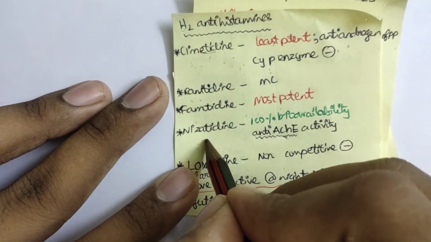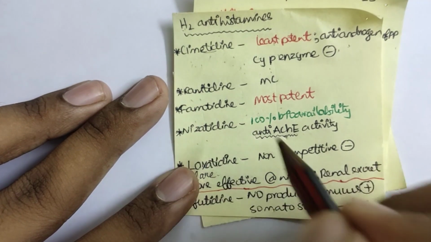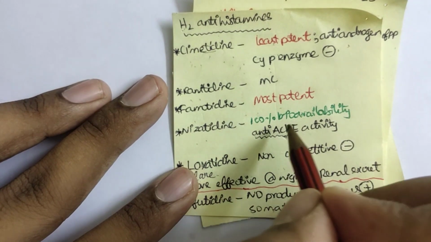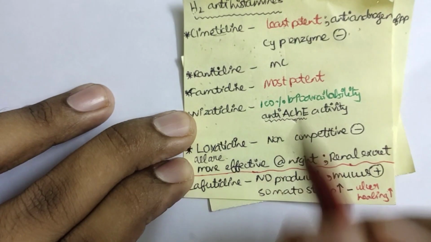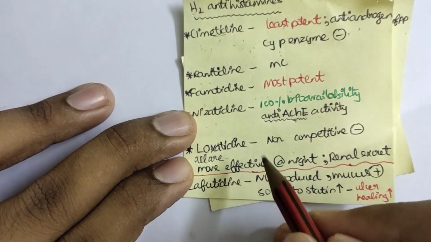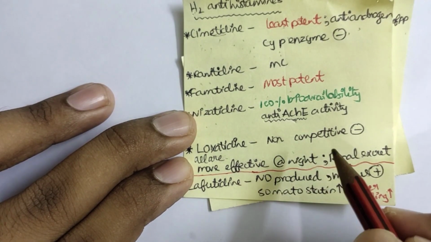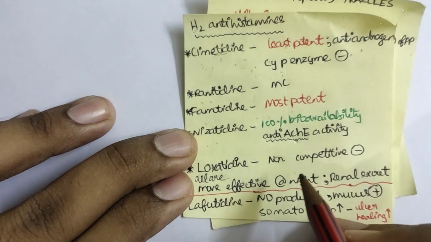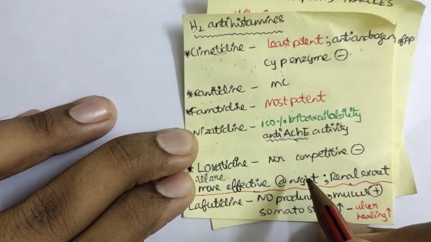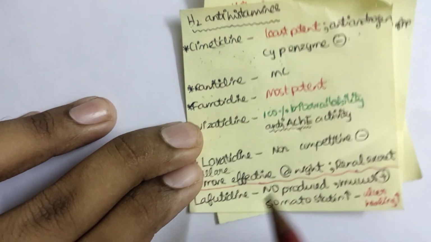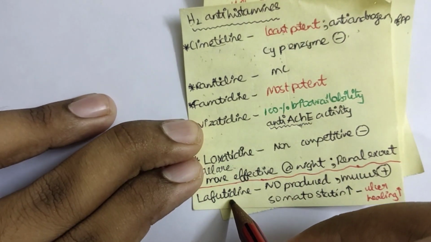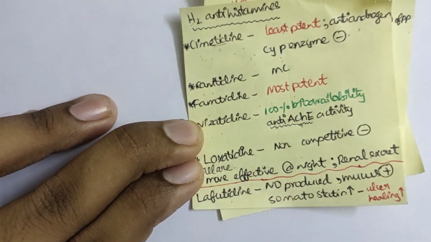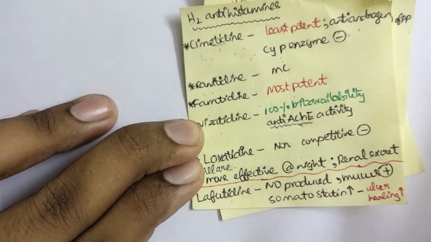Nizatidine. Nizatidine has an additional property of having anti-acetylcholinesterase activity, and it has 100% bioavailability. So there is a non-competitive inhibitor, which is nothing but loxatidine. So all these are most effective at night, and all these have a renal excretion. One additional drug, lafutidine. Lafutidine is very much given for ulcer healing because it has a nitric oxide increasing property.